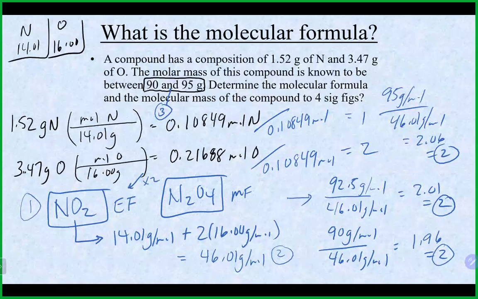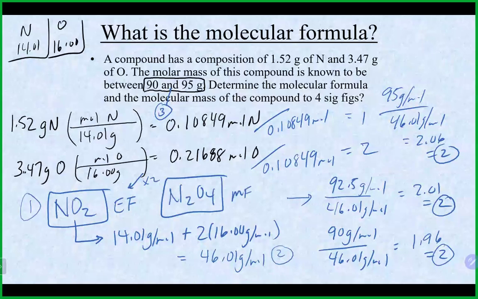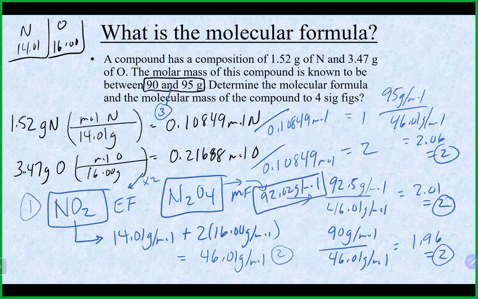Okay, all right, let's take a look at one last one here. What is the molecular formula of this? Oh, by the way, I missed the last part of that question, which was what is the molar mass of the actual compound? Now that we have the formula, we can calculate the actual molar mass: 2 times 14.01 for the nitrogen plus 4 times 16 for the oxygen. That gives us an actual molar mass of 92.02 grams per mole, which, as you can see, was pretty close to the middle of that range.